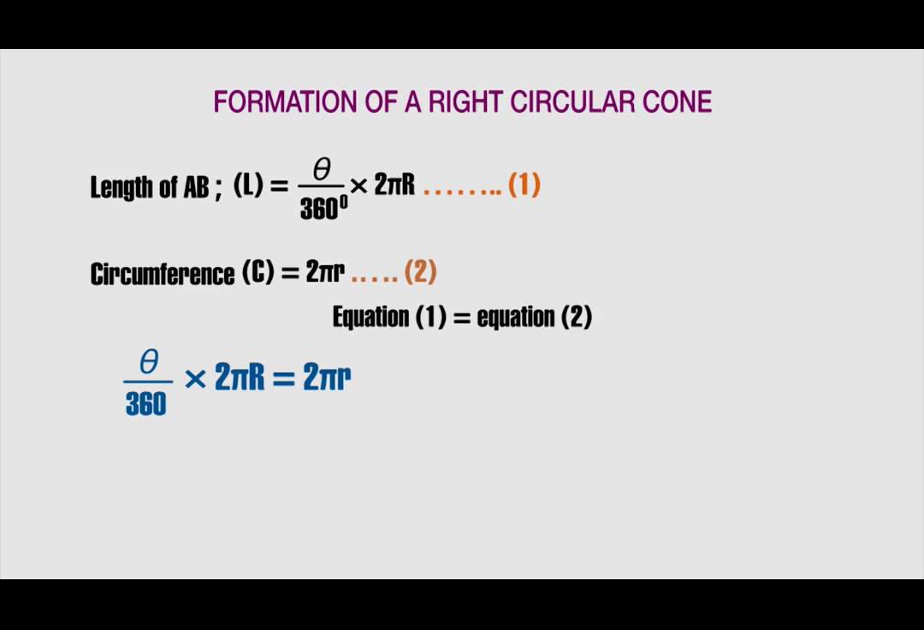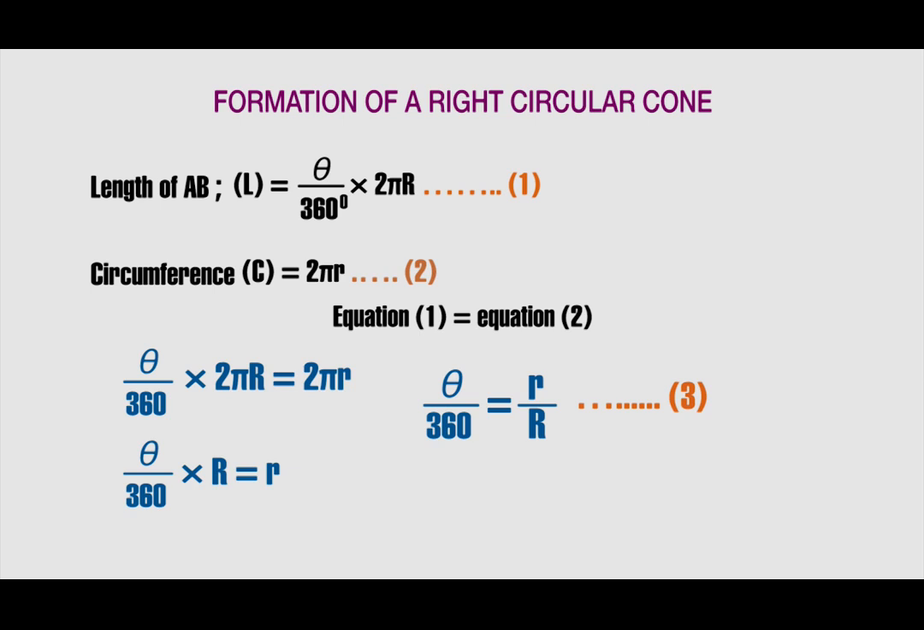Substituting, we have theta divided by 360 multiplied by 2 pi big R equals 2 pi small r. If you simplify this expression, then you have theta divided by 360 multiplied by big R equals small r. This is because the 2 pi will cancel the 2 pi. Simplifying further, we will have theta divided by 360 equals small r divided by big R. Let's call this equation 3.